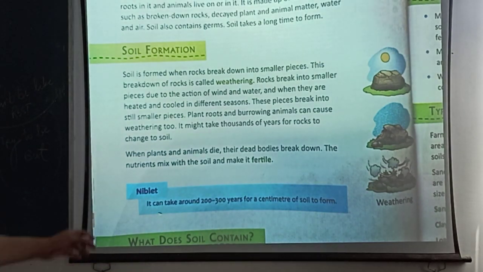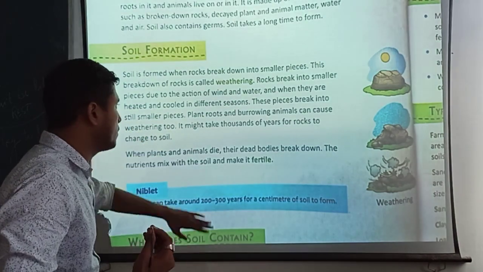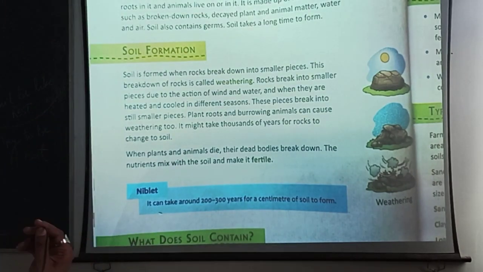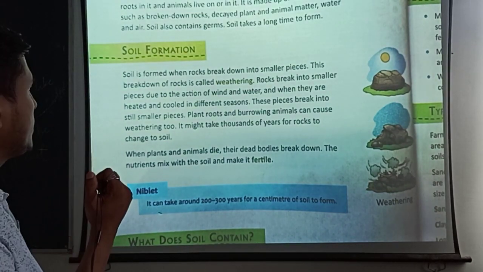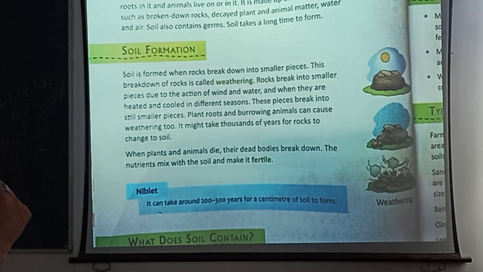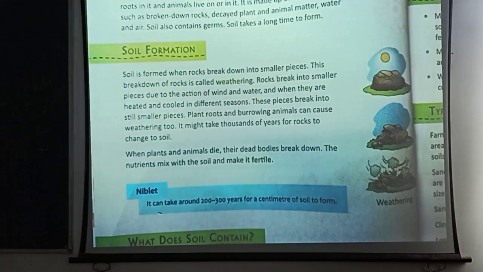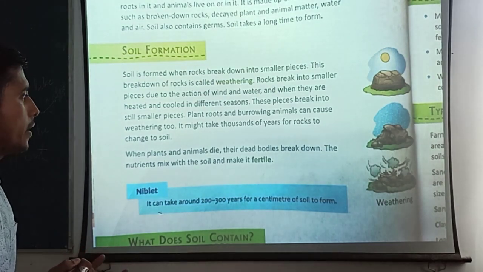So these can be a few reasons by which soil can be weathered, and it might take thousands of years for rocks to change to soil, right? Now, when plants and animals die, their dead bodies break down. The nutrients mix with the soil and make it fertile.